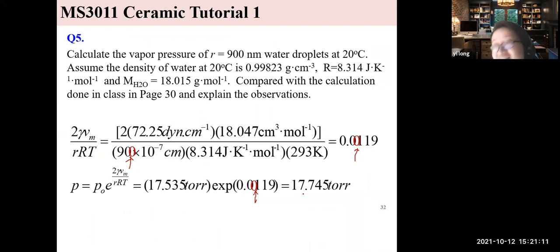Yes, are you correct? Okay, 17.745. 17.745. Oh, sorry, it's 17.555. Sorry. That's why I saw it's a bit strange. Yes, 70.6 also can, also can.